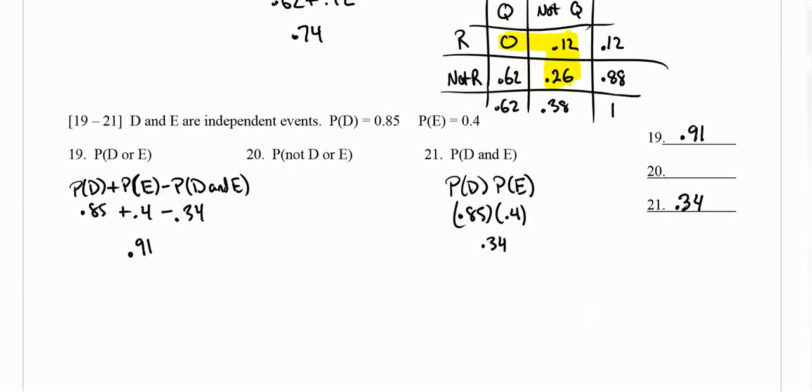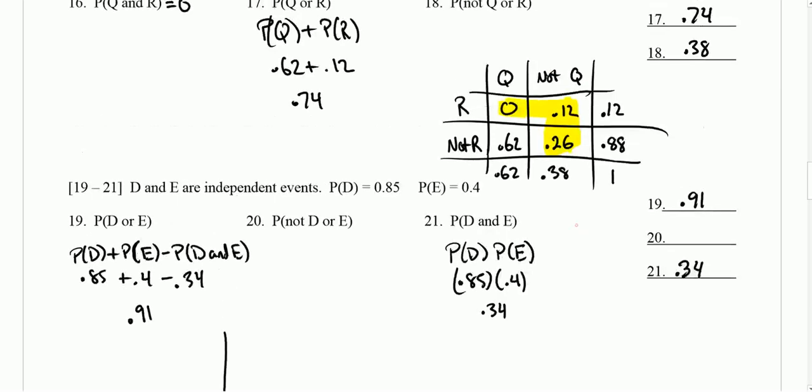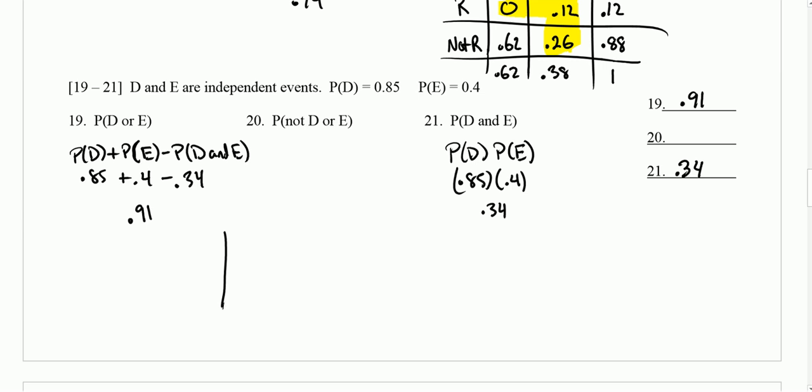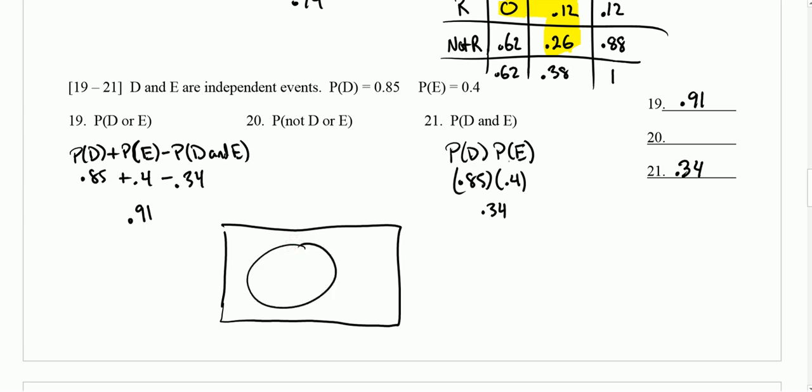And not D or E. This one I'll use a Venn diagram to help visualize. We could also use a table like we did in number 18, but here I'm just going to work with the Venn diagram. I know they're overlapping because the probability of D and E is 0.34. So we got 0.34 here. I'm using probabilities. The probability of D is 0.85. So let's say this is D, this is E.